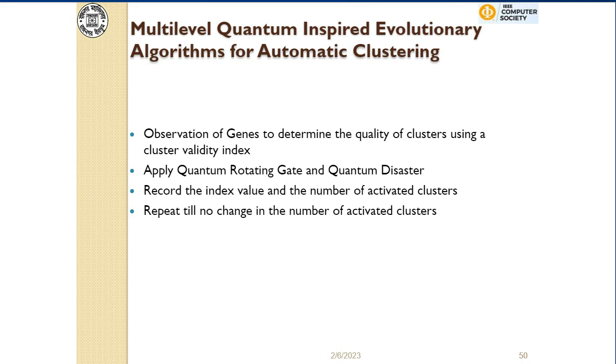And then once you have done that, you are in a position to see whether the clusters are good or not. Now, if it requires further refinement, you manipulate the solution by using rotation gates and quantum disaster. And then at each and every iteration, you record the index value and the number of activated clusters, and repeat the entire procedure until you end up with the optimal outcome.